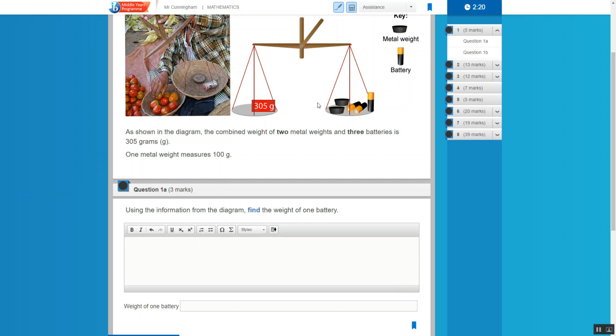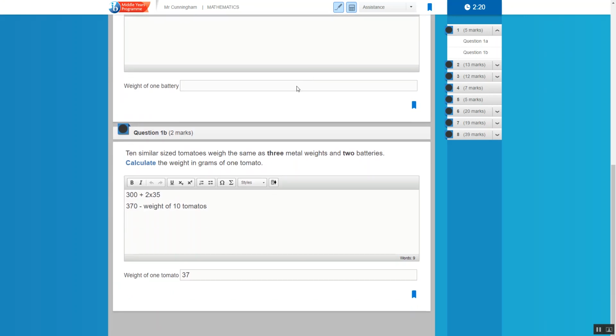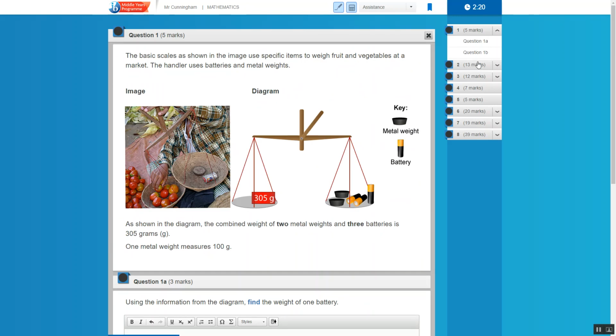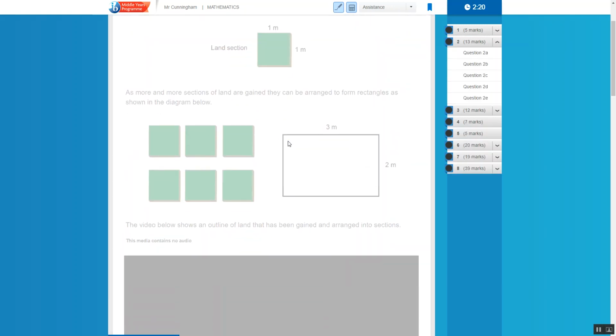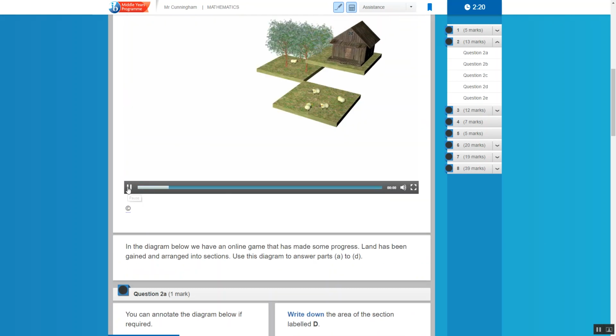A lot of this stuff you can manipulate. Not on this one, but I think on the one underneath, you can have a look. And have a go at these questions. First one should be easy enough. Okay, so have a go at that. I also want you to have a look at question 2. There's a video that you can watch.